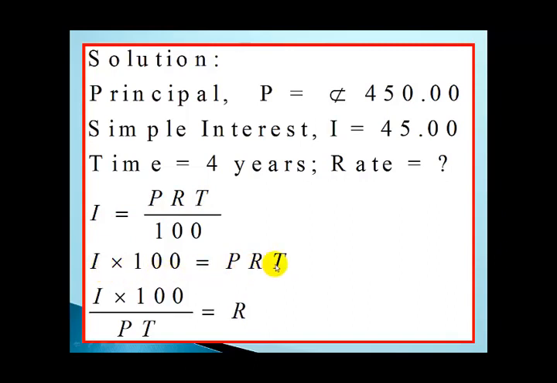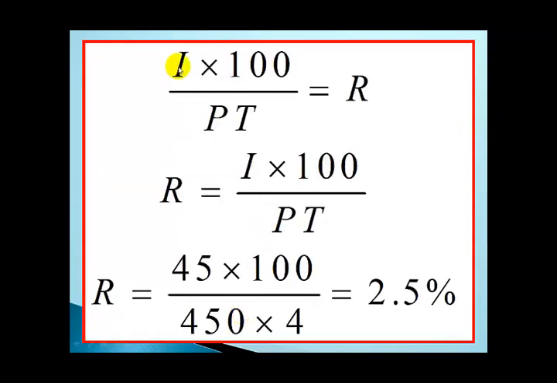Don't forget that we are searching for the rate. And so we divide both sides of the equation by PT. So when we divide the right hand side by PT, we are left with R. And when we divide the left hand side by PT, we have I times 100 divided by PT, where I is the simple interest, 100 is the constant, P is the principal, and T is the time. So if we multiply the simple interest by 100 and we divide by the product of the principal and the time, we have what we call the rate.